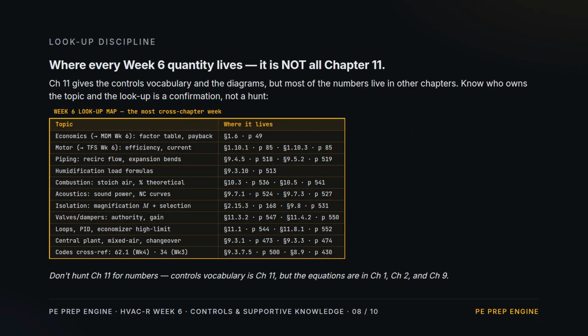Look up discipline. Don't hunt Chapter 11 for numbers. It holds the controls vocabulary, but the equations live elsewhere. Economics and motor electrical are Chapter 1. Isolation physics is Chapter 2. Motor heat gain, acoustics, central plant components, mixed air and changeover temperatures, and the ventilation tables are in Chapter 9. The refrigerant safety table is in Chapter 8, and combustion lives in its own Chapter 10. Know which chapter owns the topic, jump to it, and confirm.